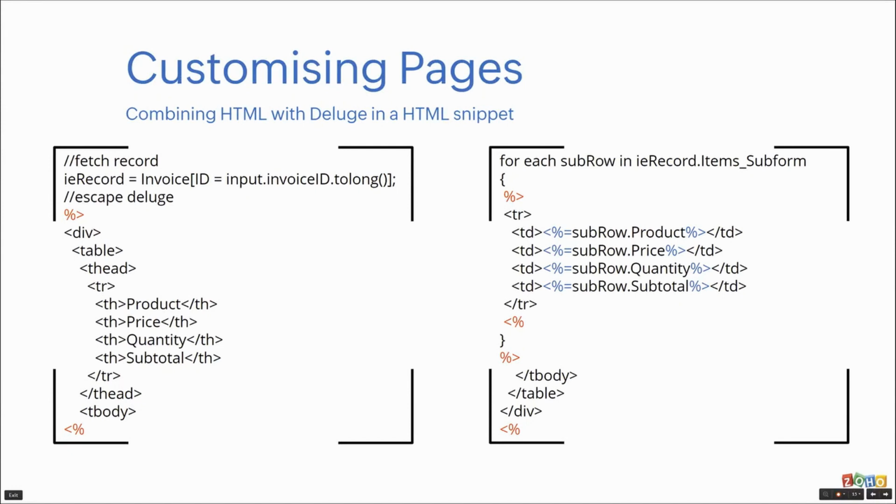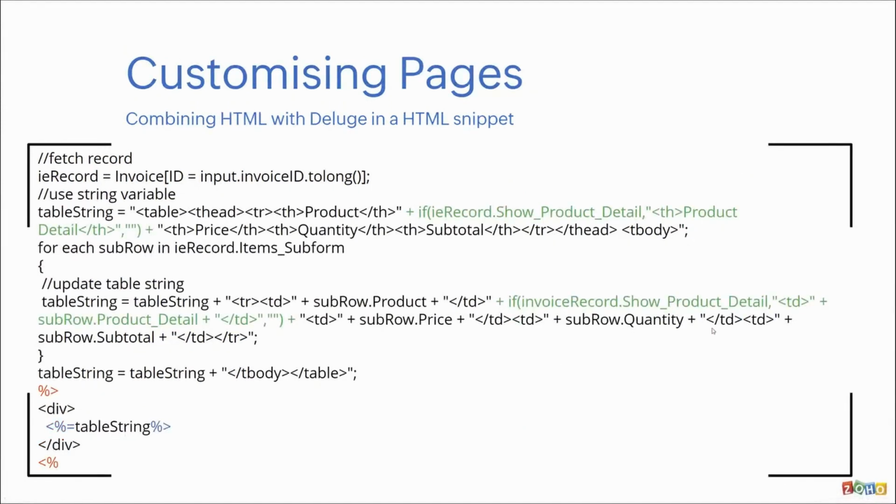So we'll give you another look at another way of doing it, which is to do what we've done in the form, which basically is use a string. So instead of constantly escaping and coming back in and out of the HTML and Deluge, we can stay in Deluge and just use string variables and capture everything within the string. And at the end, we can put in our table in our HTML by using the brackets with the equal sign after it and closing it again.